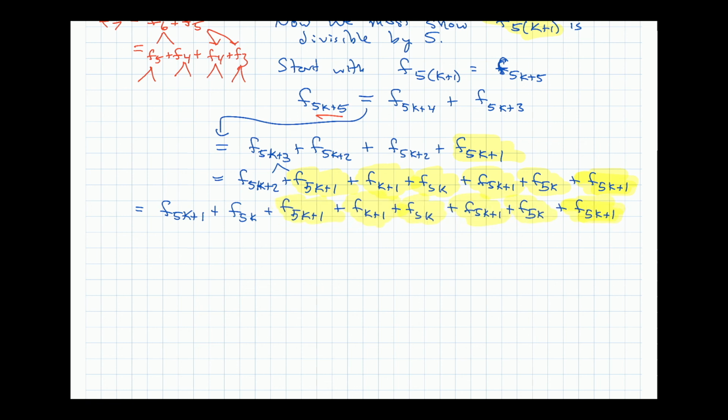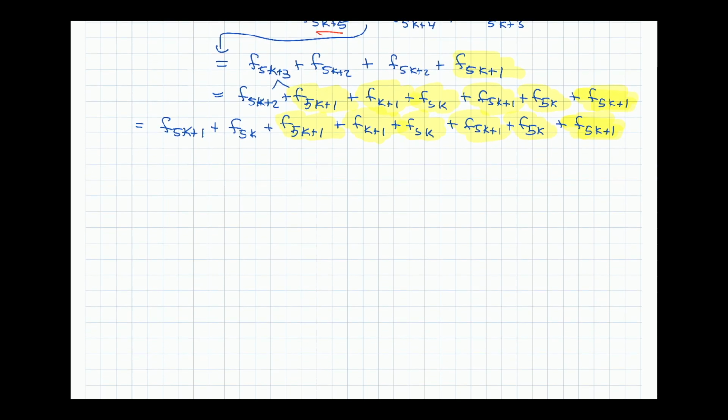Okay. So this is what you get when you split that last f5k plus 2. But something happens now if you actually combine your terms. So count them up here. Let me just erase the highlighting. So I've got f5k plus 1, f5k plus 1. I wrote just k plus 1, but that's a 5k plus 1. Another 5k plus 1, another 5k plus 1, another 5k plus 1. How many are there? 1, 2, 3, 4, 5. So there are 5 f5k plus 1s.